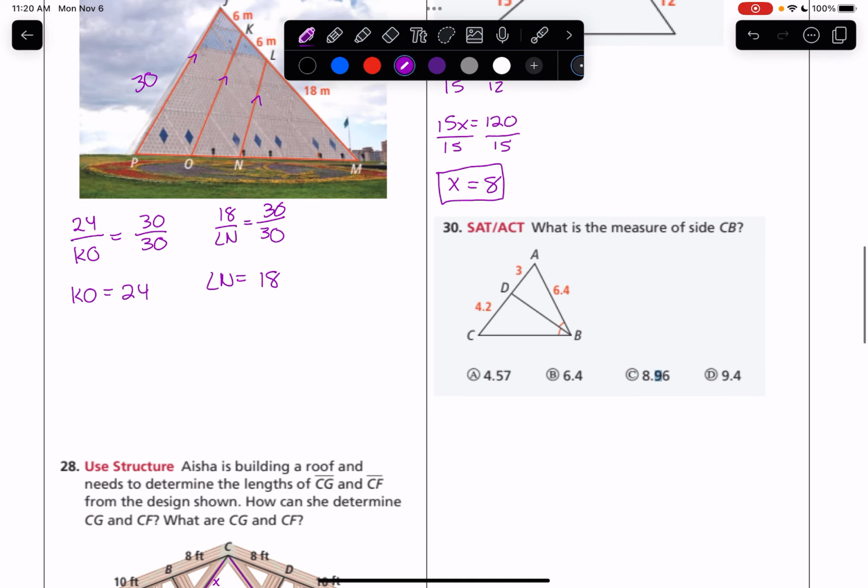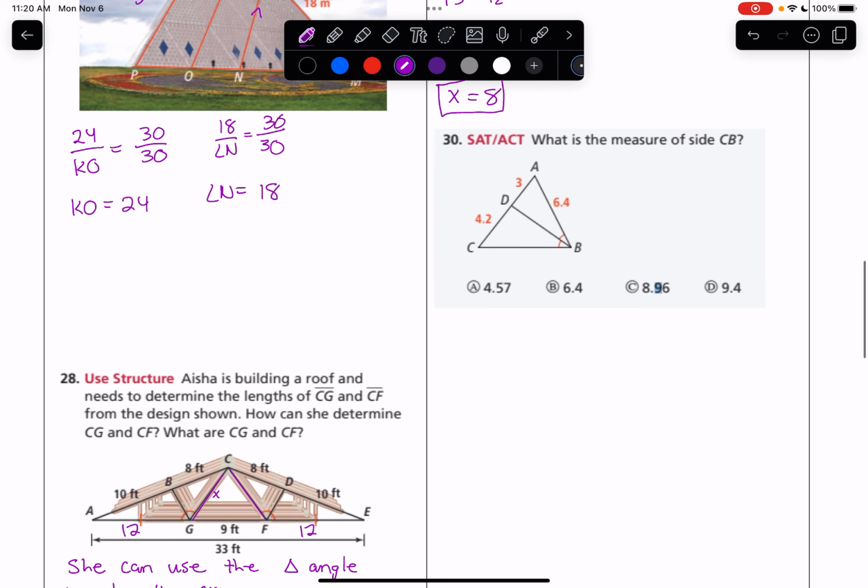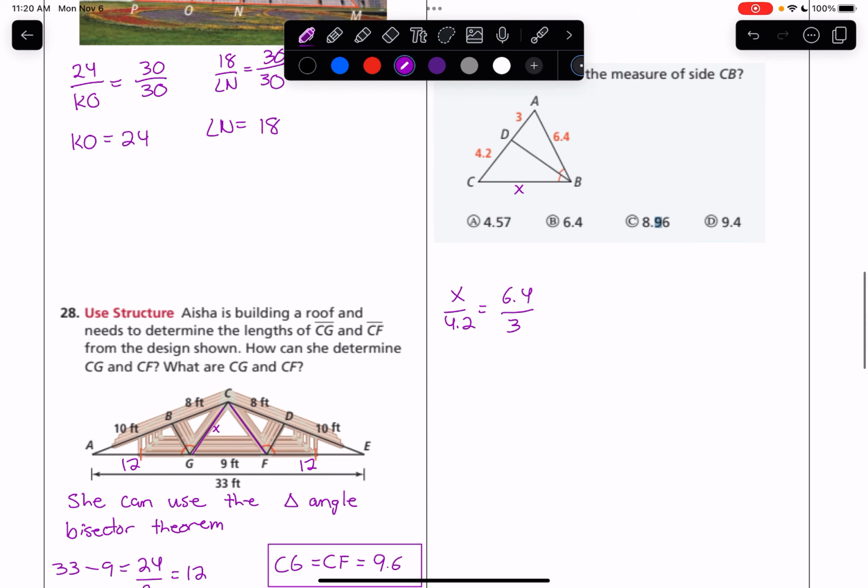And then number 30, what is the measure of side CB? Easy, triangle angle bisector theorem. So here's our x. So we can say x over 4.2 is equal to 6.4 over 3. Again, just make sure that your proportion uses things in the right order. If I'm using an x here and a 4.2 on the opposite side, I need to use the other leg, 6.4, and then the 3 on the bisected side. And if I solve for x here, I end up getting x equals 8.96, and my answer is C.